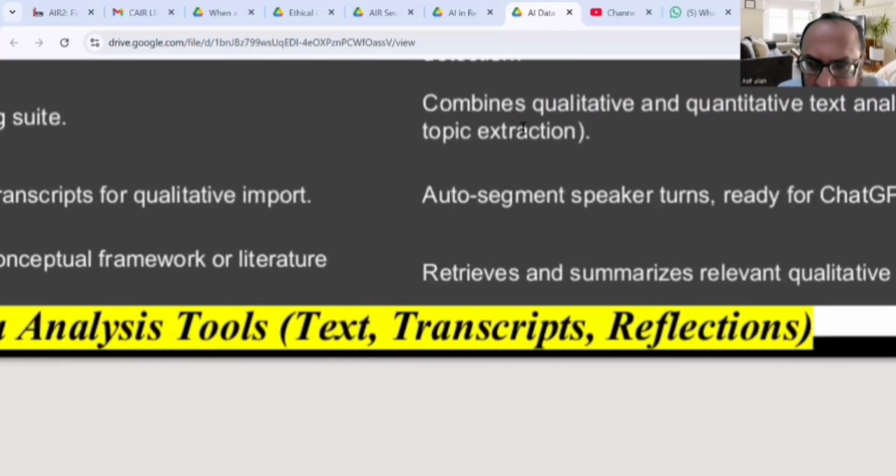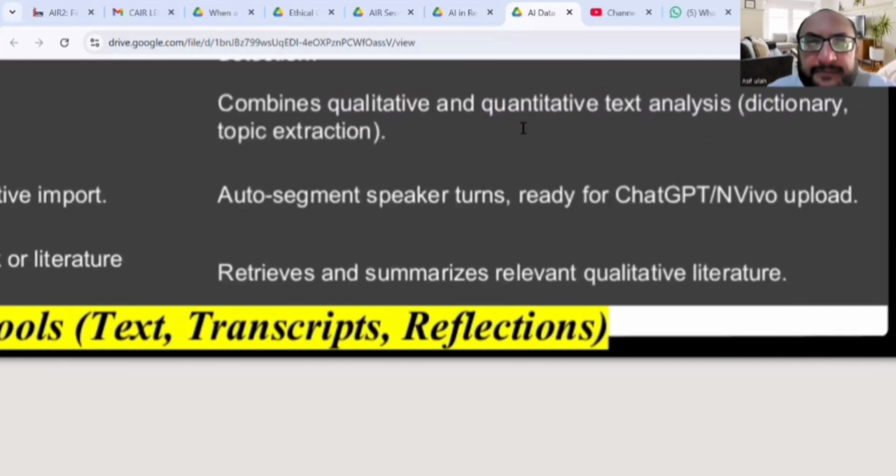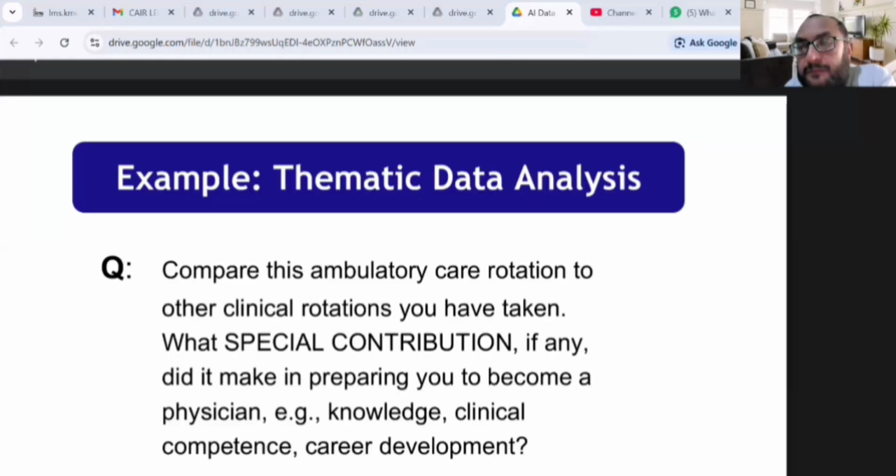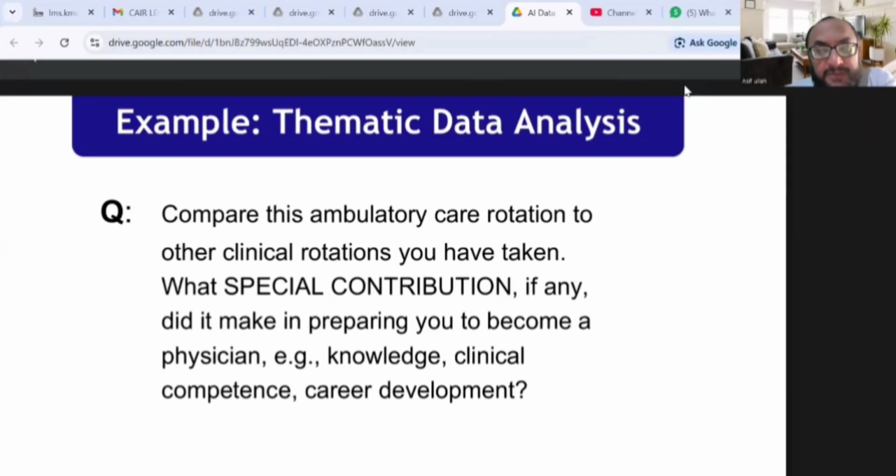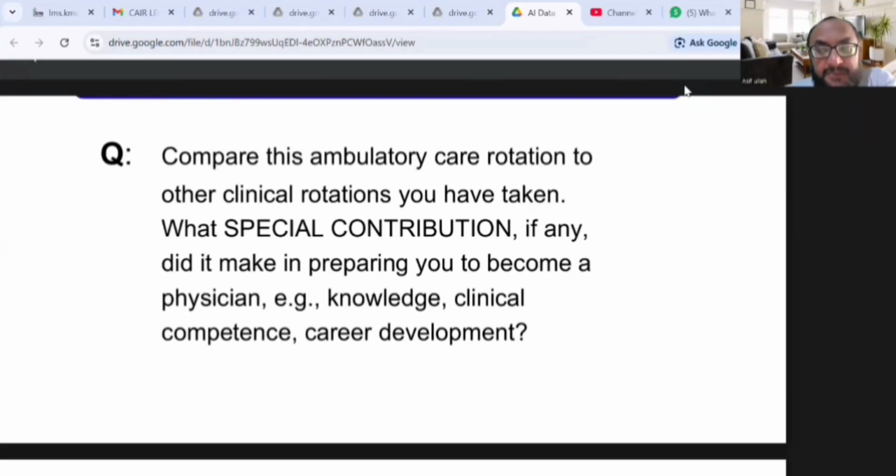Qualitative data analysis tools work with text and transcripts. So here is an example of thematic data analysis. The question is, compare this ambulatory care rotation to other clinical rotations you have taken. What special contribution, if any, did it make in preparing you to become a physician? For example, knowledge, clinical competence, career development.